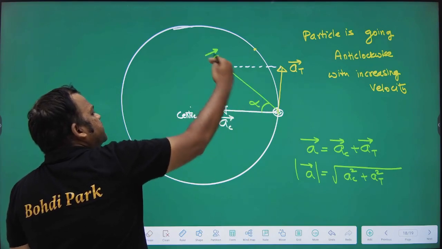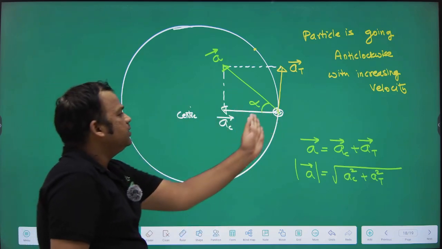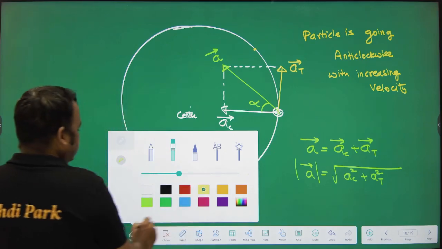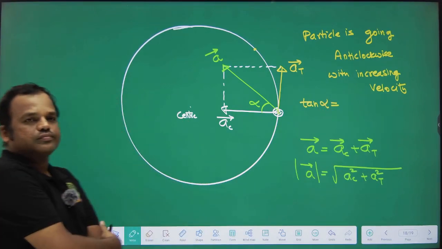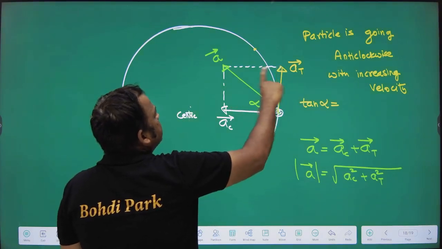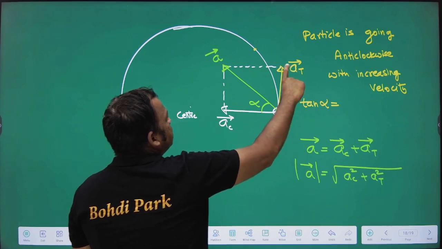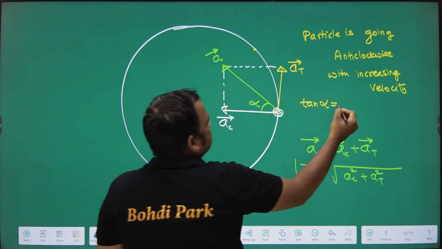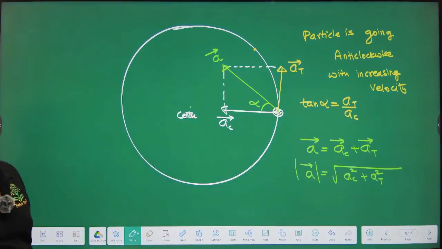Now the resultant acceleration is making alpha degree angle with the AC vector, or we can also say the radially inward direction. So we have tan alpha. If you look at this parallelogram, it is like a rectangle. The opposite side of this rectangle is equal to the magnitude of tangential acceleration, and the adjacent side is the magnitude of centripetal acceleration. So tan alpha is equal to AT by AC.